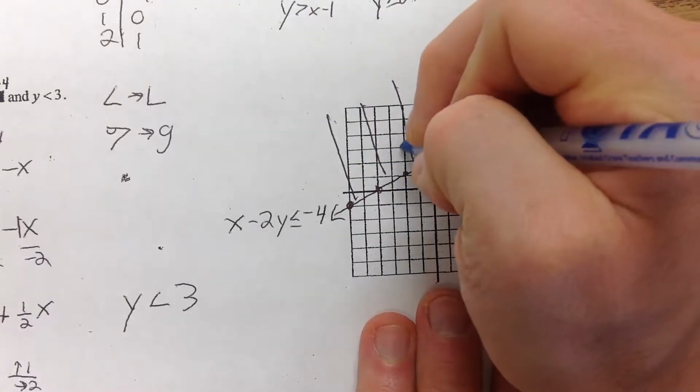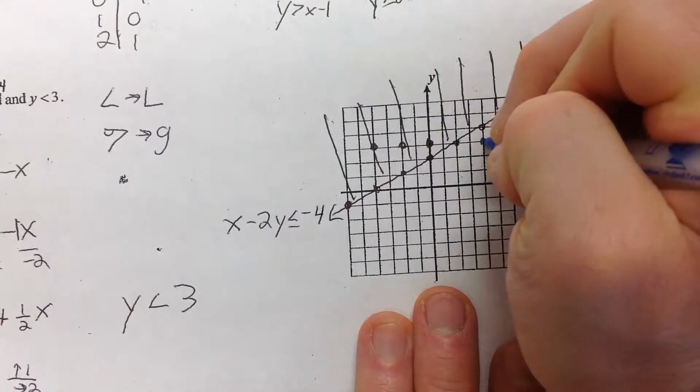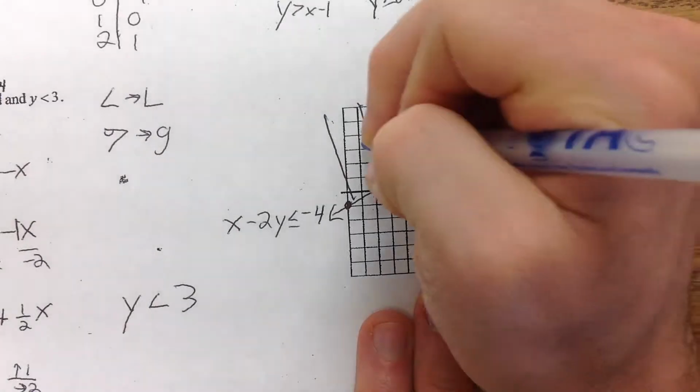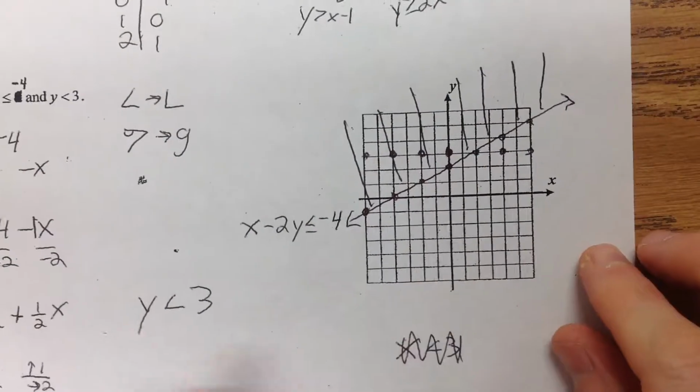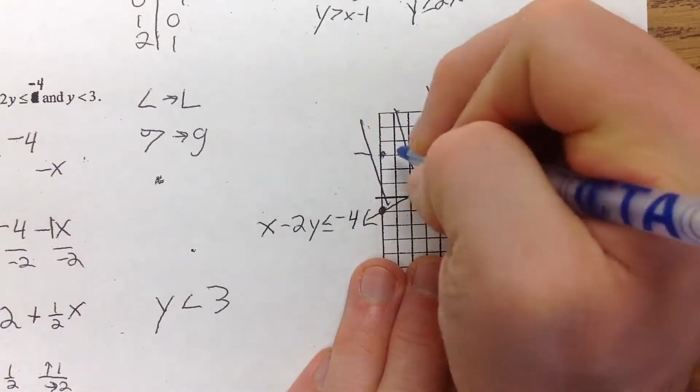So I'm just going to make some points here, because we don't want to just instantly draw on the line, because we still have to think, is it going to be dashed or solid? And this one, because there's no equal sign, it's actually going to be a dashed line.